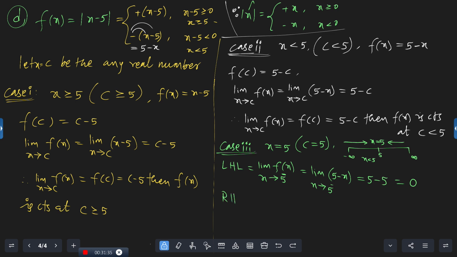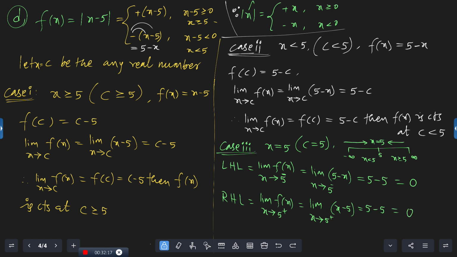Like that, right hand limit, RHL, right hand limit, which is equal to limit x tends to 5 plus f of x. Plus in the sense what does it mean? 5 and above. As per the question, 5 and above. So for limit x tends to 5 plus, where we have 5 and above, it is x minus 5. So the x value 5 plus means just 5. Just 5 we have to give. 5 minus 5, which is also equal to 0.